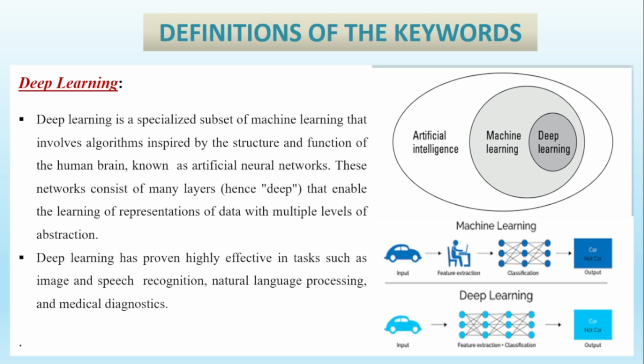Now, deep learning is an advanced type of machine learning that uses artificial neural networks, which mimic the structure and function of the human brain. The image also shows artificial intelligence, machine learning, and deep learning. Machine learning is a subset of artificial intelligence, and when we apply deep learning, it is a subset of machine learning.